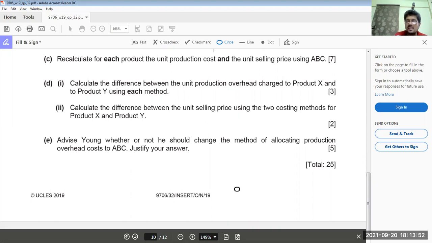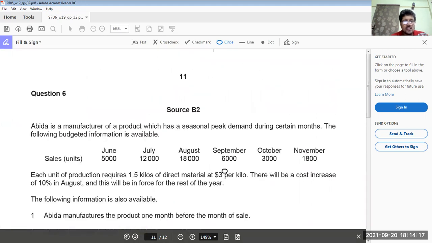It's more realistic. Both the methods provide us, because the production overhead increases and decreases by the same amount, selling price increases and decreases by the same amount. So if we use activity based costing, we can reduce the price of Y in the market and we can slightly increase the price of X also. Okay, justification is yours. Now question number 6.